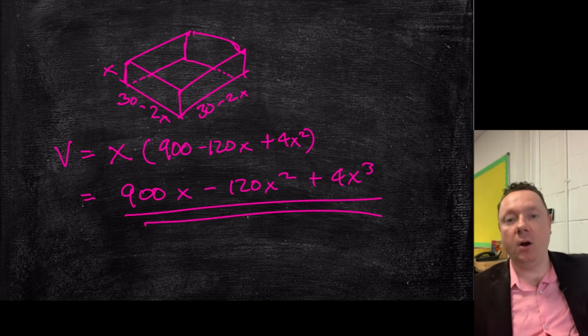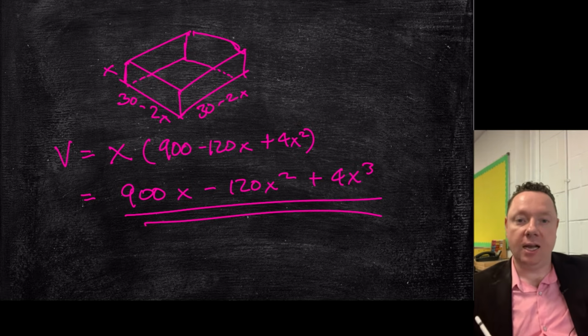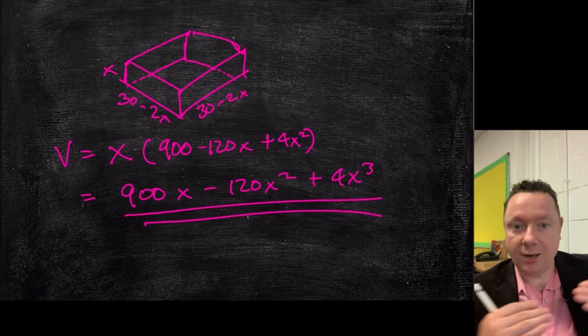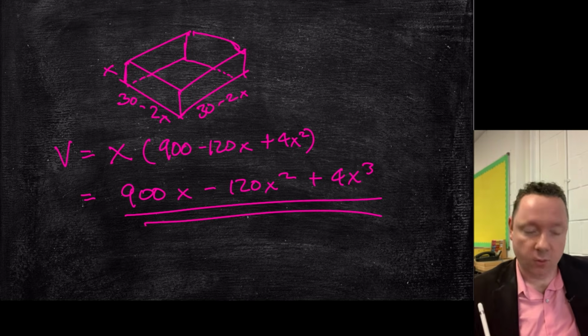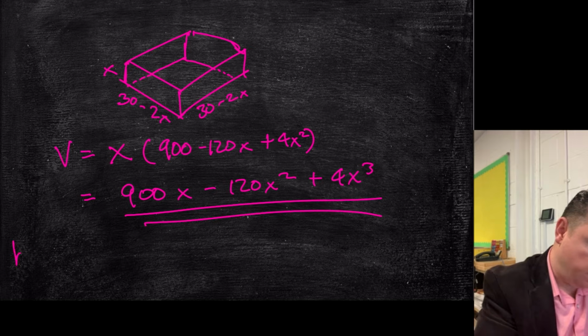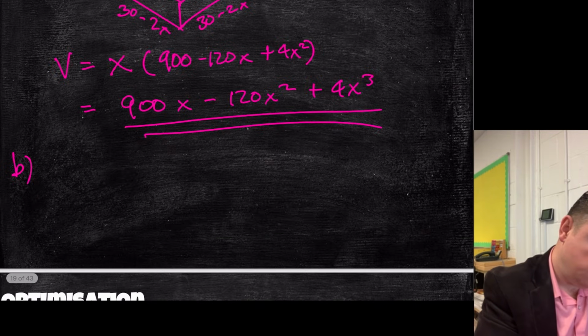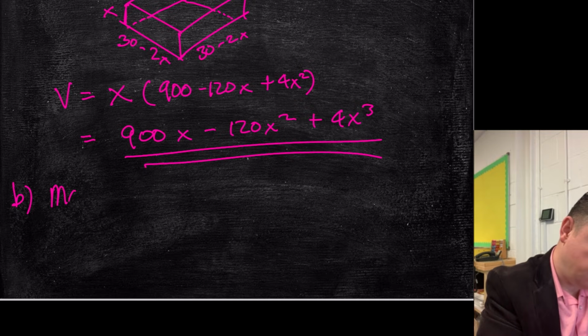Now don't worry if you can't do part A, because always in the higher maths exams, you have to do part A, then part B. But if you can't do part A, you can still do part B because they give you the formula anyway. Okay, part B. Find the maximum value of the box. So maximize the volume.